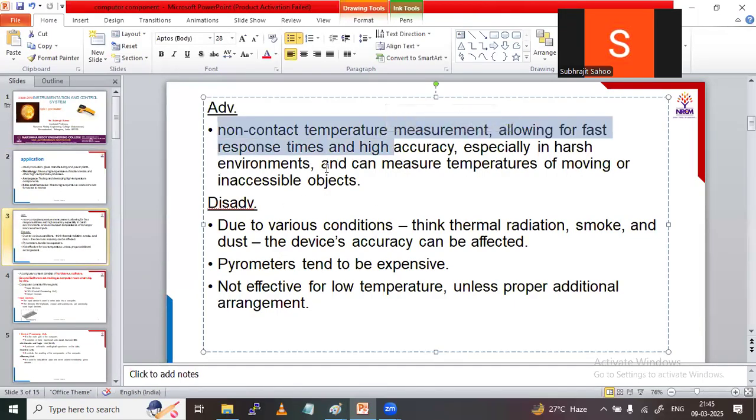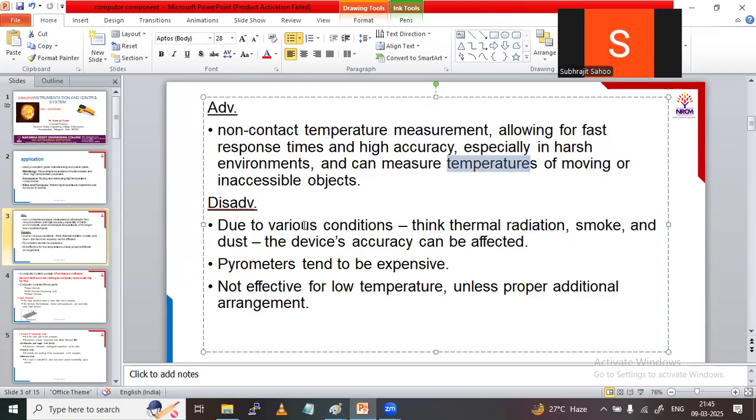And fast response, high accuracy, especially high accuracy it can give, right? And most important is, since it is non-contact type, if the hot surface body is moving also, we are able to measure the temperature, right? Moving or inaccessible objects, in that case also we can measure the temperatures.